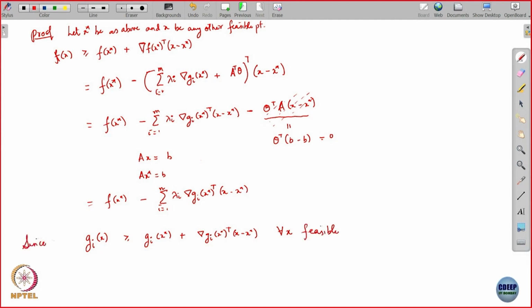Since Gi is convex, this must be the case. All right. Now let's look at this term therefore. So, take this gradient of Gi evaluated at x star transpose (x minus x star), that is therefore less than or equal to Gi of x minus Gi of x star.